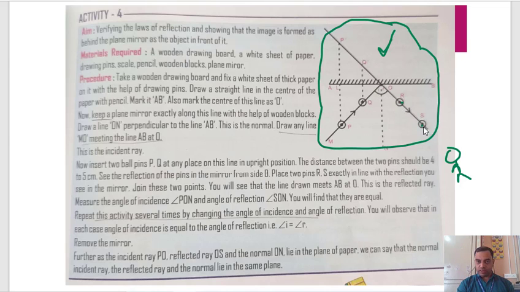Put two needles over here along this line. Come here and draw a line. Then make a normal at 90 degrees and try to measure these two angles. I know it is a little hard to understand the practical things as I am telling you theoretically, but when you come to school, we will definitely do this experiment. Let's continue.